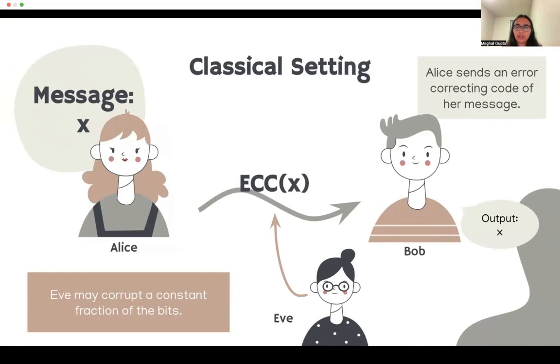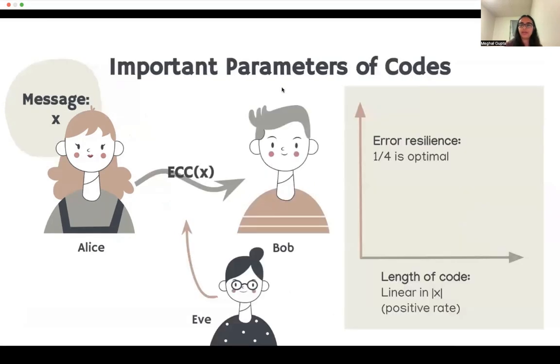The classical way to solve this problem is with error correcting codes. With an error correcting code, instead of Alice sending X directly, she's going to send ECC(X), which is some function of X that Bob can decode to figure out X. And the guarantee here is that even if a constant fraction of the bits are corrupted by Eve, Bob is still going to be able to figure out X as long as that constant fraction wasn't too high. In fact, more precisely, this constant fraction is known as the error resilience, and the optimal error resilience that a code can achieve is 1/4.